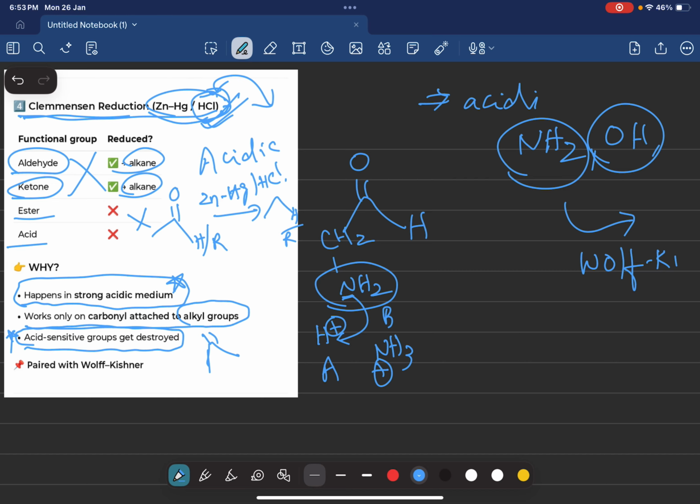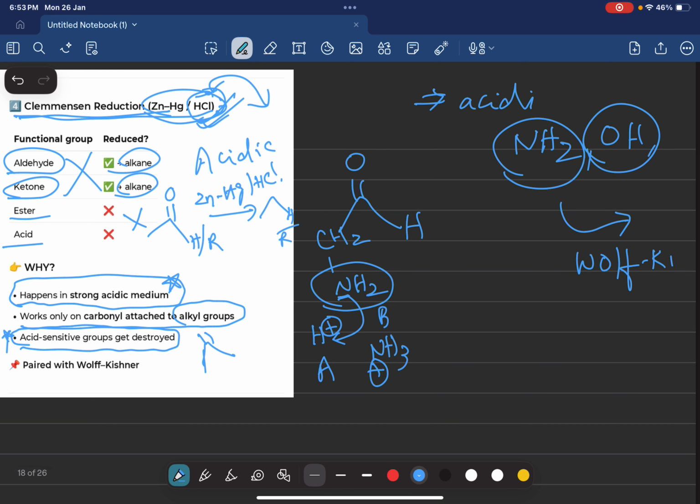Hope it is clear. Clemmensen reduction happens in strong acidic medium. If any aldehyde or ketone has acid sensitive groups, then we prefer Wolff-Kishner reduction, not Clemmensen reduction, because Clemmensen reduction requires a strong acidic medium, which will get disturbed because of those groups.